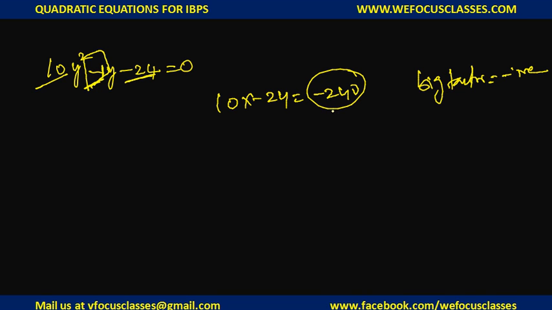So for 240, we need to find out the factors. And after finding the factors, if you add, you should get 1, friends. Forget about minus or plus, you should get 1. It means you need to take the difference.